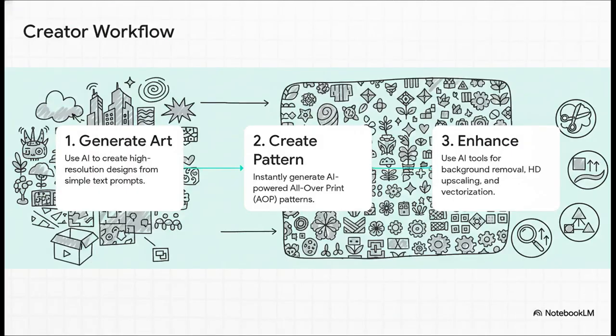And the workflow? It's actually brilliantly simple. First, you just generate your art. You can use powerful AI models to turn simple text prompts into these stunning high-res designs. Then, and this is cool, with just one click, you can create a seamless all-over print pattern. And finally, you make it perfect. You enhance it. Use the AI tools to instantly remove a background, upscale the image to HD, or even vectorize it, which basically turns it into a scalable graphic that you can resize to a billboard without losing any quality.